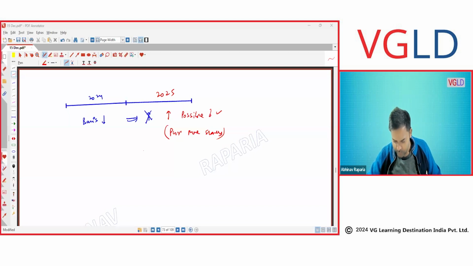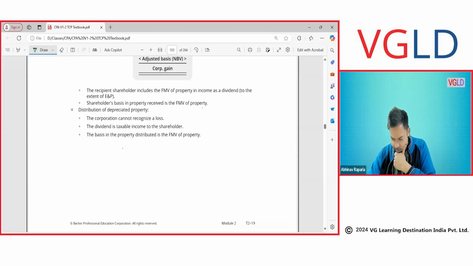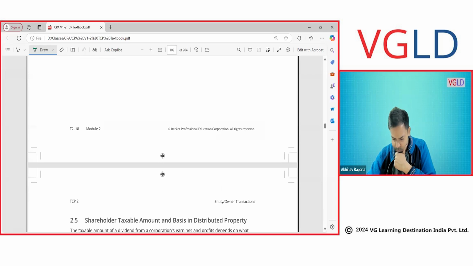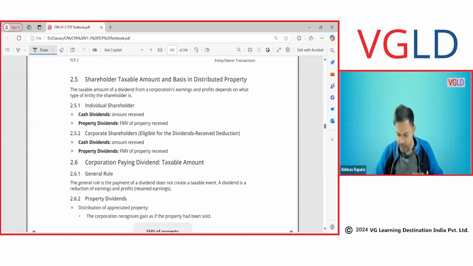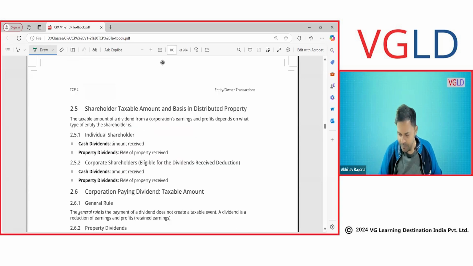Let's read up to here from the book. Obviously, for the same stock, it is not going to be. I'm talking about the overall basis for you. Okay. Now, I'm here, page number 19. See that, everyone?